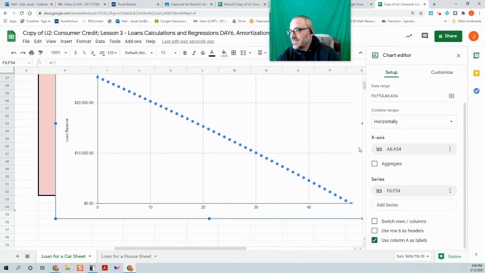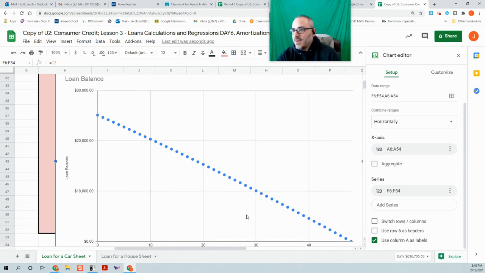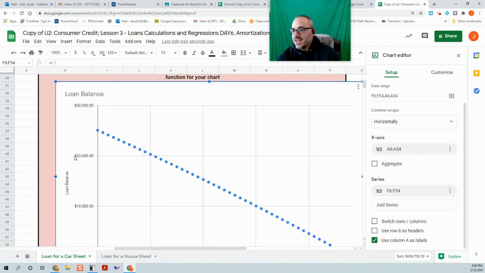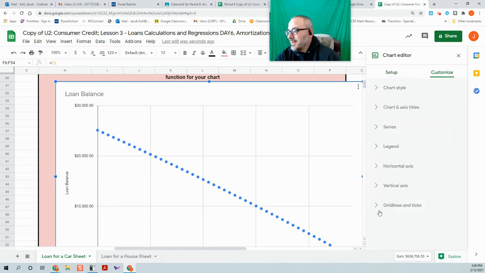Technically, I'd probably want to give this X axis a label. I'm not going to worry about that right now, but yeah, technically it should have a label. The loan balance, that's got a good label. Okay, now we want to play around with something here.